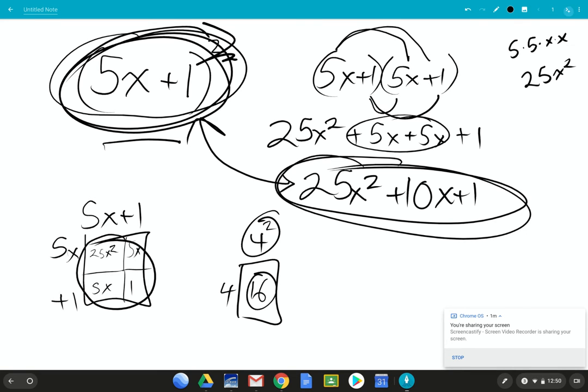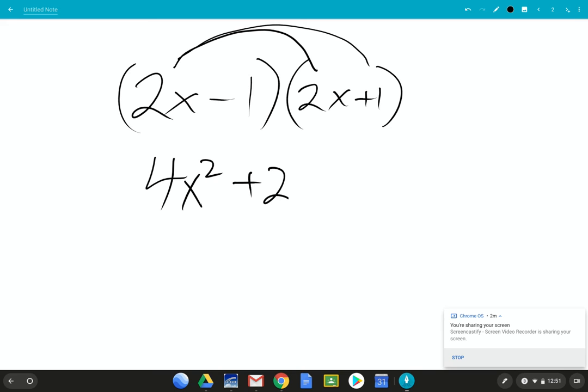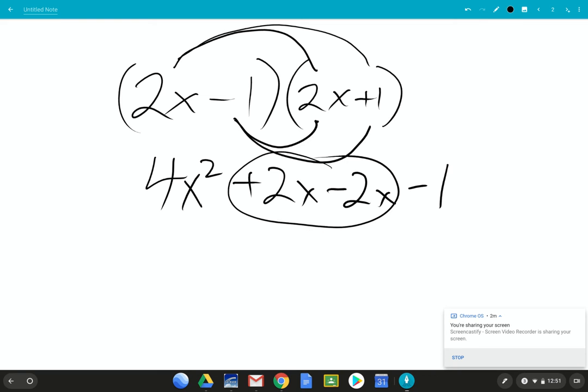All right, moving on. We haven't really mixed up the signs very much. What if you had 2x minus 1 times 2x plus 1? 2x times 2x, 4x squared. 2x times 1, 2x. Negative 1 times 2x, negative 2x. Negative 1 times 1, negative 1. Combine like terms in the middle, they cancel each other. Positive 2x, negative 2x, that's 0. So we end up with 4x squared minus 1.